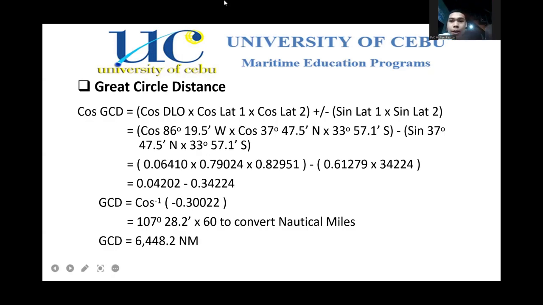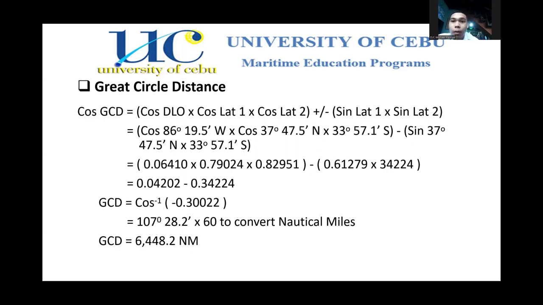So great circle distance. Here is the formula to find the great circle distance: cosine GCD equals cosine D long times cosine latitude 1 times cosine latitude 2, then plus or minus parenthesis sine lat 1 times sine lat 2. So our cosine D long, 86 degrees 19.5 minutes west, times our cosine latitude 1, which is 37 degrees 47.5 minutes north, times our cosine latitude 2, which is 33 degrees 57.1 minutes south. Then we will subtract because our latitudes were different names. So minus sine 37 degrees 47.5 minutes north times sine lat 2, which is 33 degrees 57.1 minutes south.